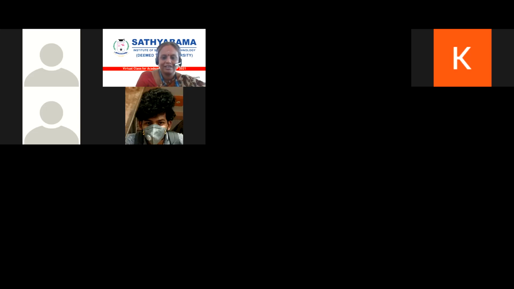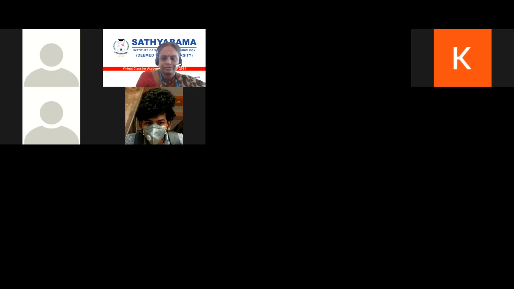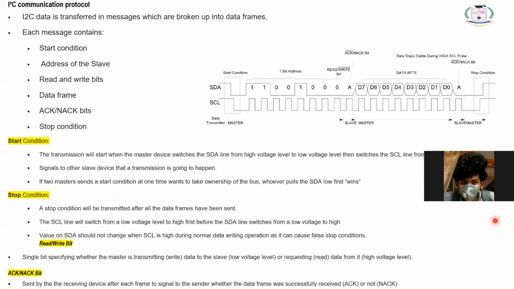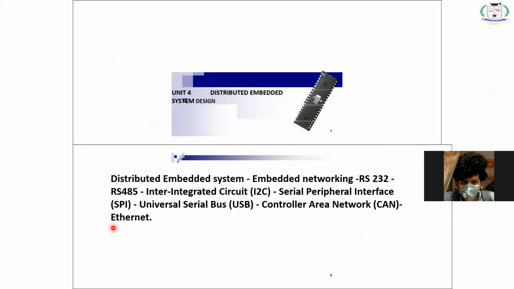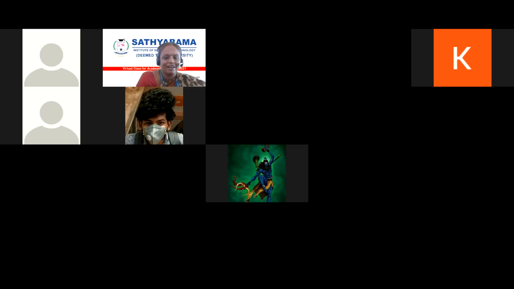Now I will share the question paper. What are the two topics left out in the fourth unit? USB, very good. Then another one: Ethernet. Only two topics are left to see in this unit: universal serial bus and Ethernet. The remaining topics we have discussed. Are you clear? Let us see how the questions are in this.